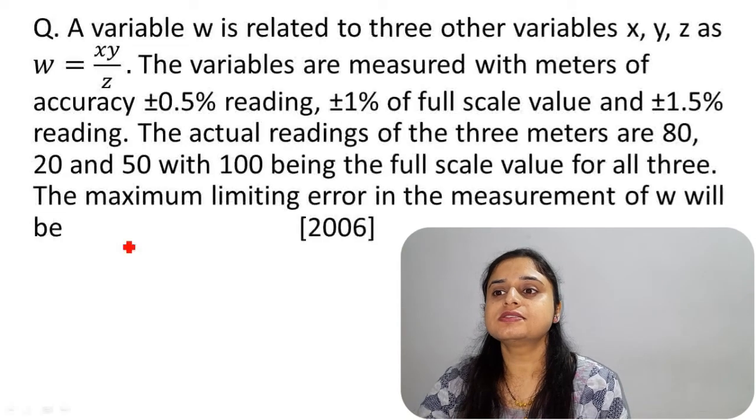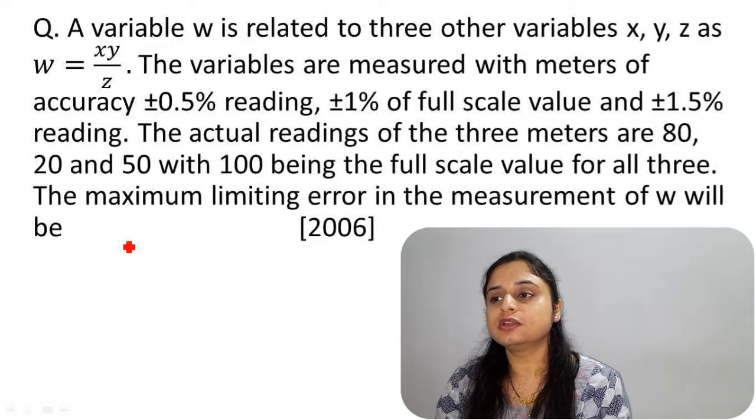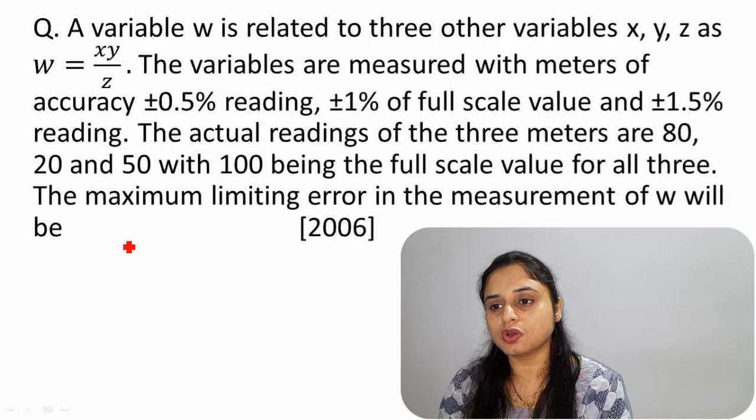The numerical: a variable w is related to three other variables x, y, z as w = xy/z. The variables are measured with meters of accuracy ±0.5% of reading, ±1% of full scale value, and ±1.5% of reading. The actual readings of the three meters are 80, 20 and 50, with 100 being the full scale value for all three. The maximum limiting error in the measurement of w will be.